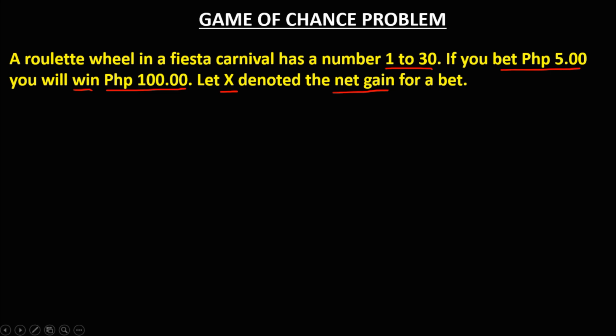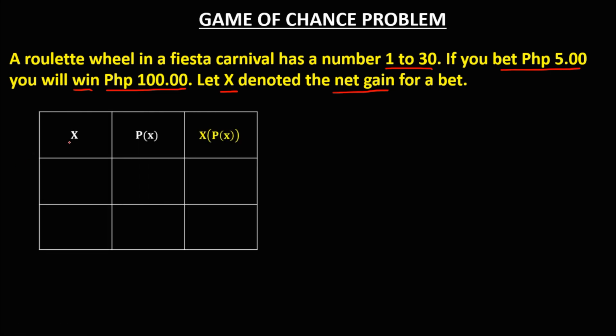So we're going to solve this one in a table form. Then we have X and the probability of X. Since X is the net gain, so observe that in the problem, if you bet 5 pesos, you will win 100 pesos. So therefore, the gain is 95 pesos, because from this 100 minus the amount you bet, so 100 minus 5, so the gain is 95 pesos.